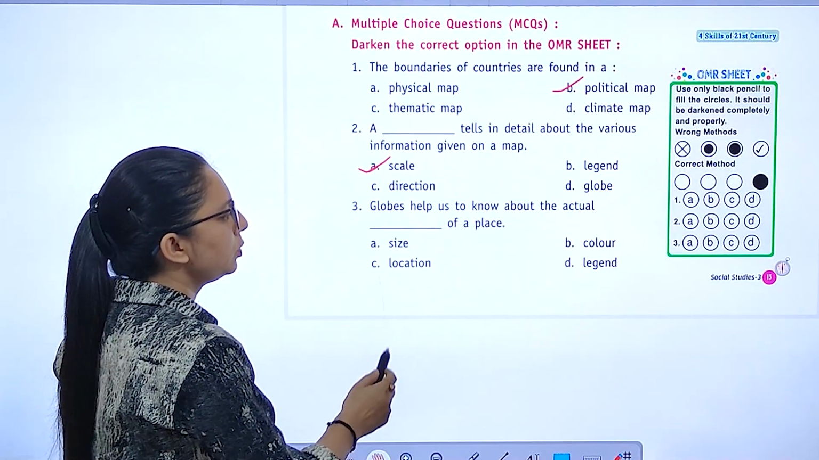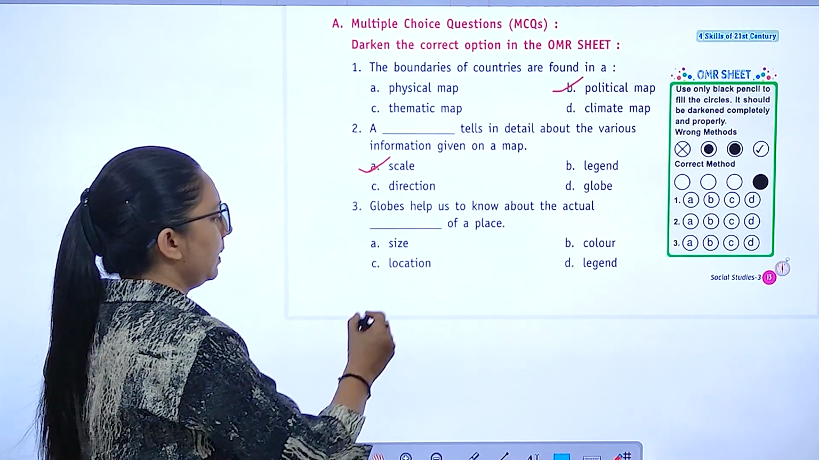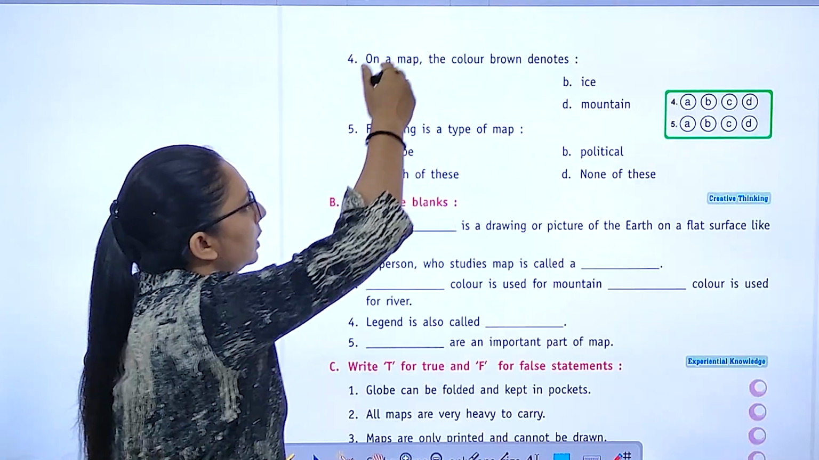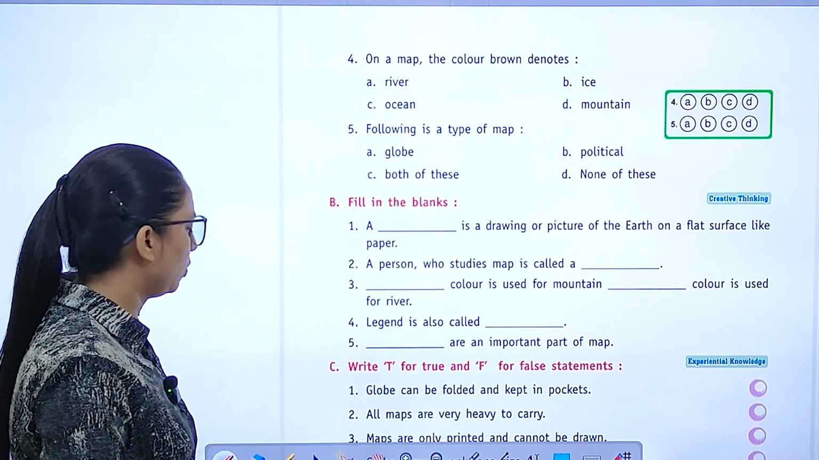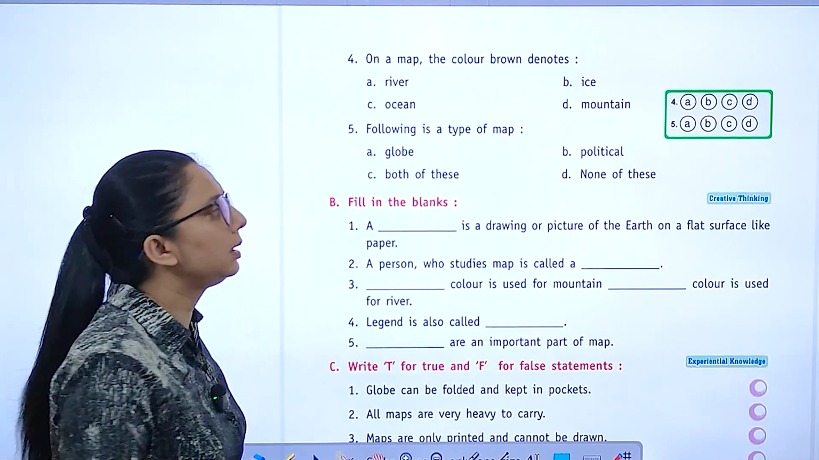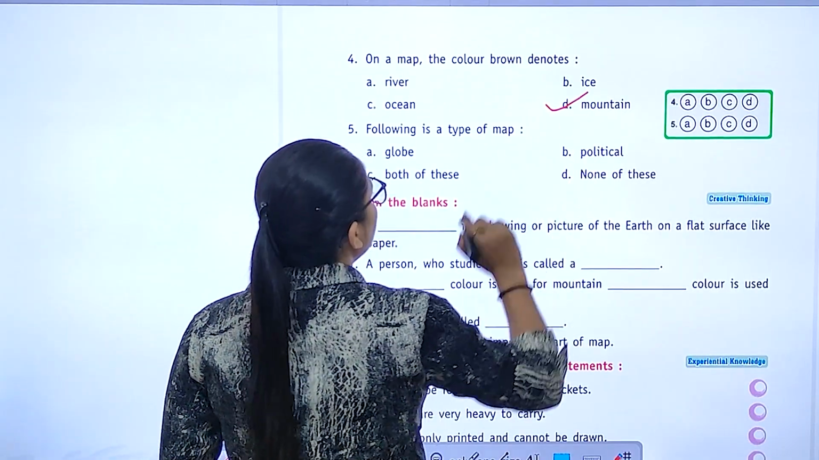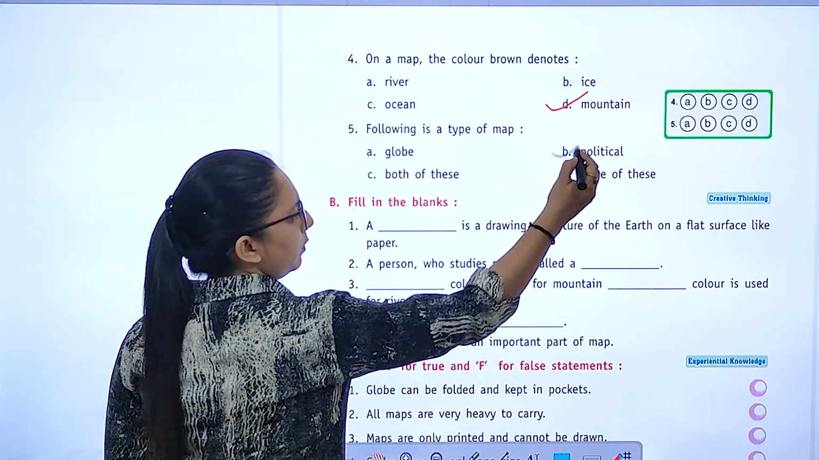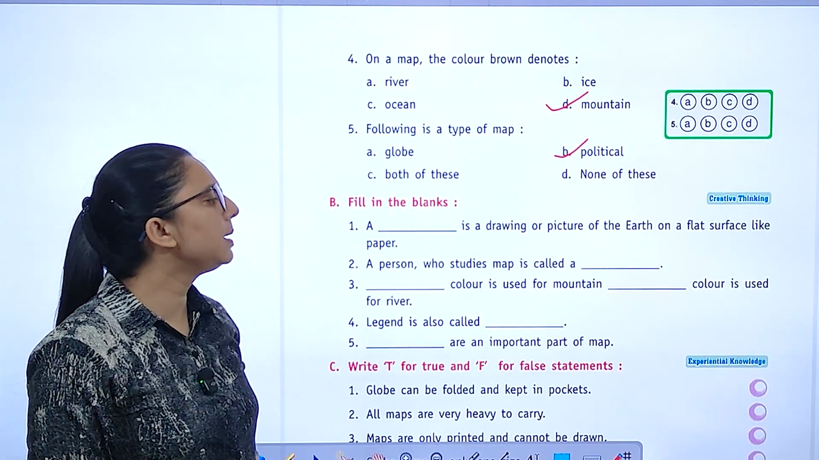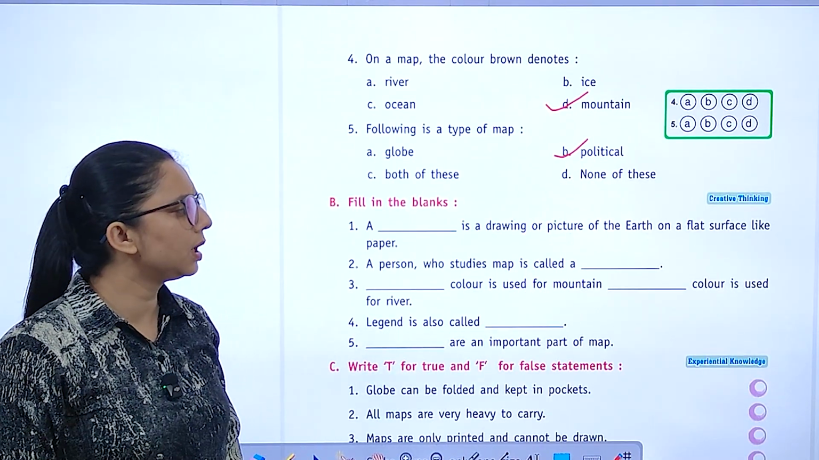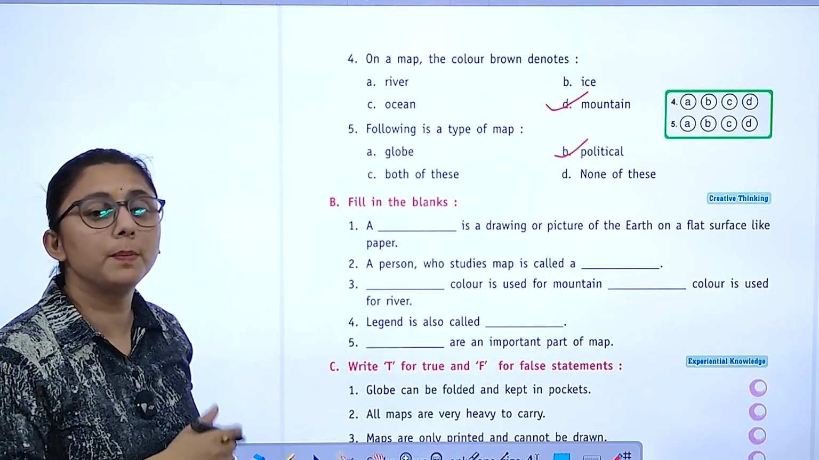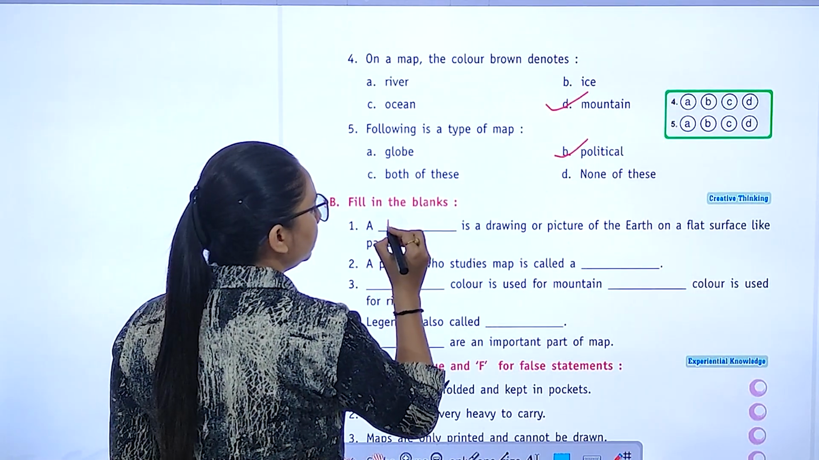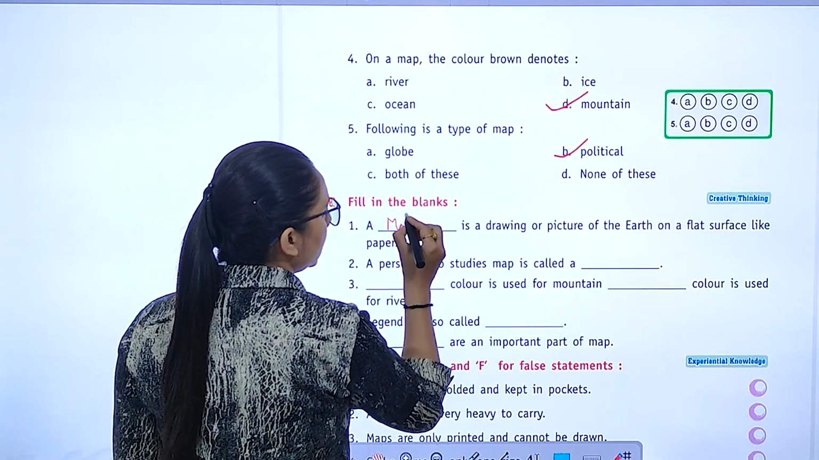Next, globes help us to know about the actual dash of the place, location of the place. अब on the map the color brown. Color brown किसको दिखाता है? That is mountains. Following is a type of map. तो political क्या है? Type of map है. Next is fill in the blanks. A dash is a drawing or a picture of the earth on a flat surface like paper. तो map होता है. What is it? It is map.